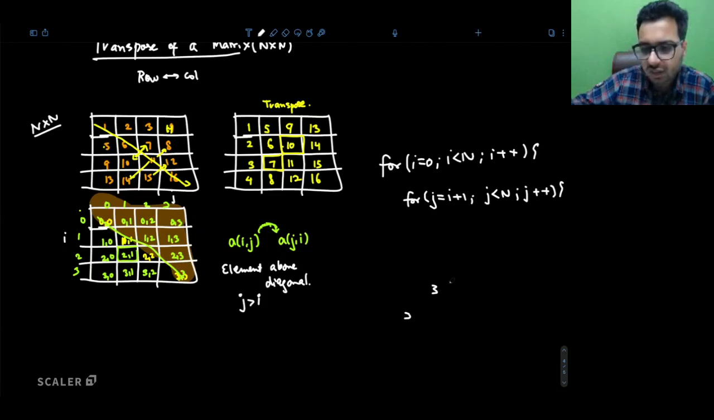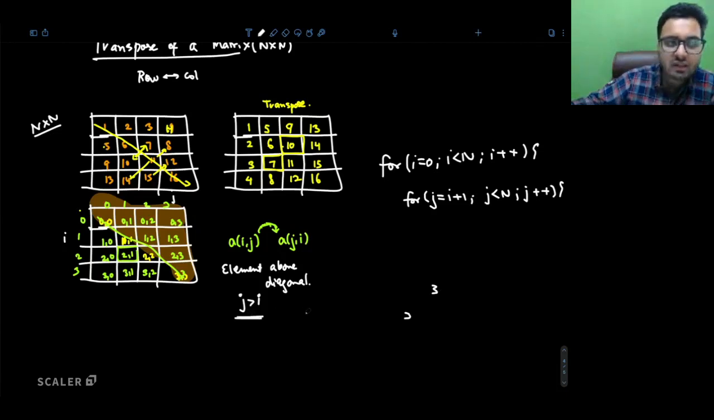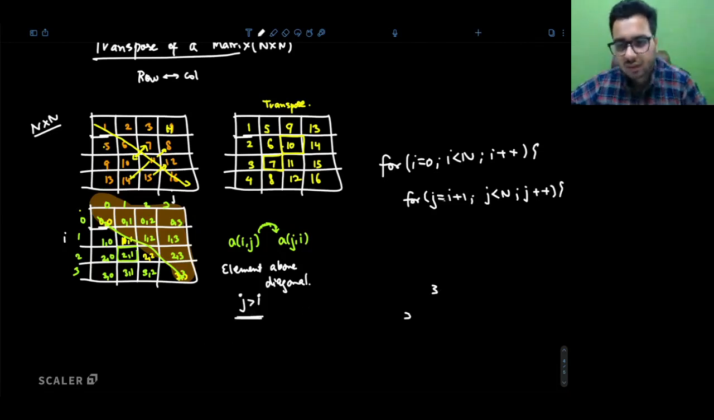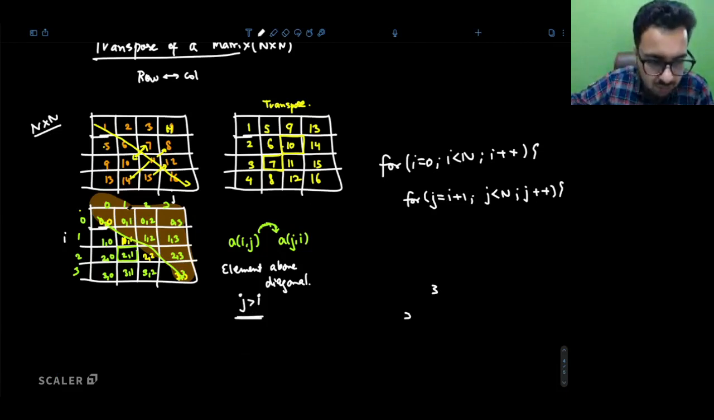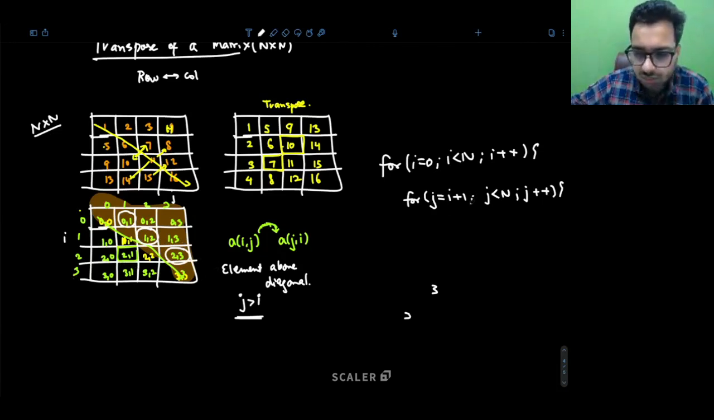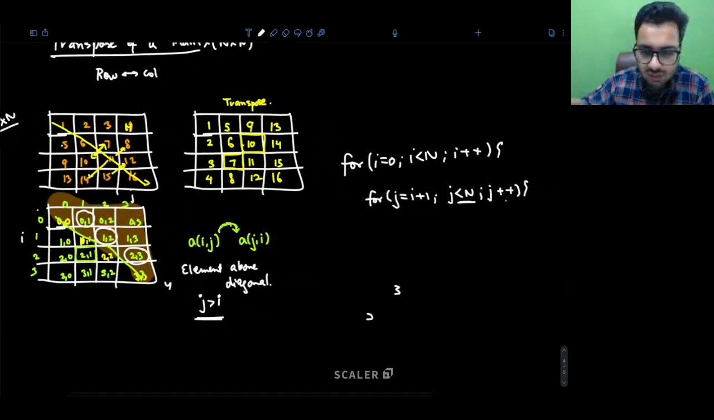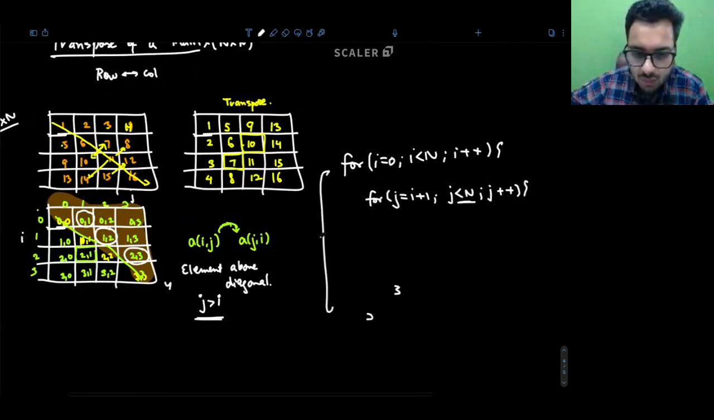Or you can start it from 0 and then check if j is greater than i. That is also okay. See, in the 0th row, you will start from the first column. In the first row, you will start from the second column. In the second row, you will start from the third column. In the third row, you do not need to start. Even if you start from the fourth column, that loop will not run because j has to be less than n. So does it make sense? This will make sure that we are iterating only on the upper triangle.